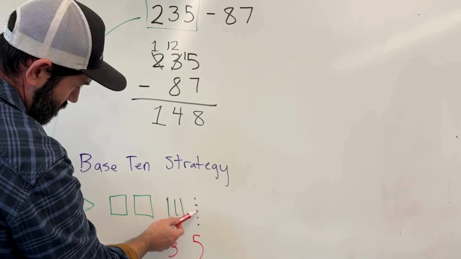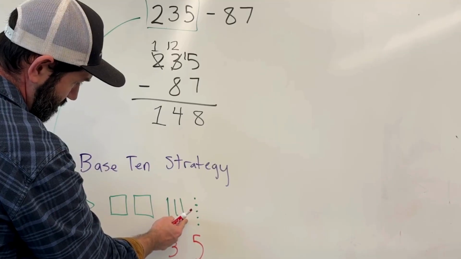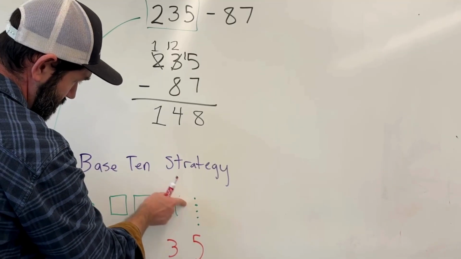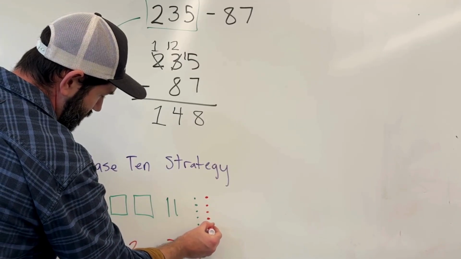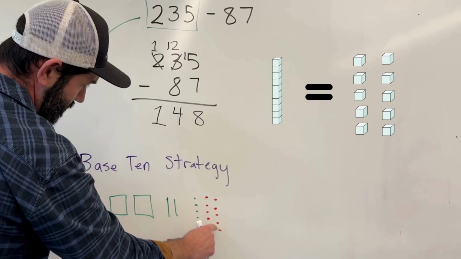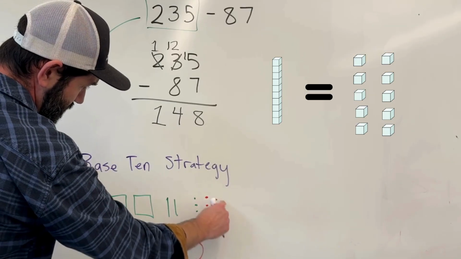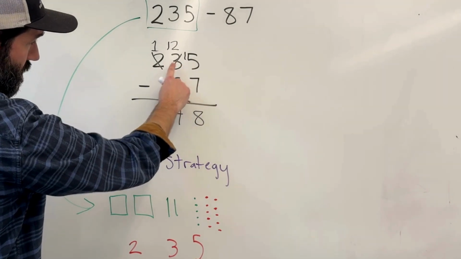So, let's start by taking away the 7 ones. We have 1, 2, 3, 4, 5 ones, but we need to take away 7. So, we need to borrow from here and change that into 10 ones. 1, 2, 3, 4, 5, 6, 7, 8, 9, 10. So that 10 turned into 10 ones. And as you can see, we have 15 ones here. And if you go back up here, you can see that we had 15 ones when we borrowed.